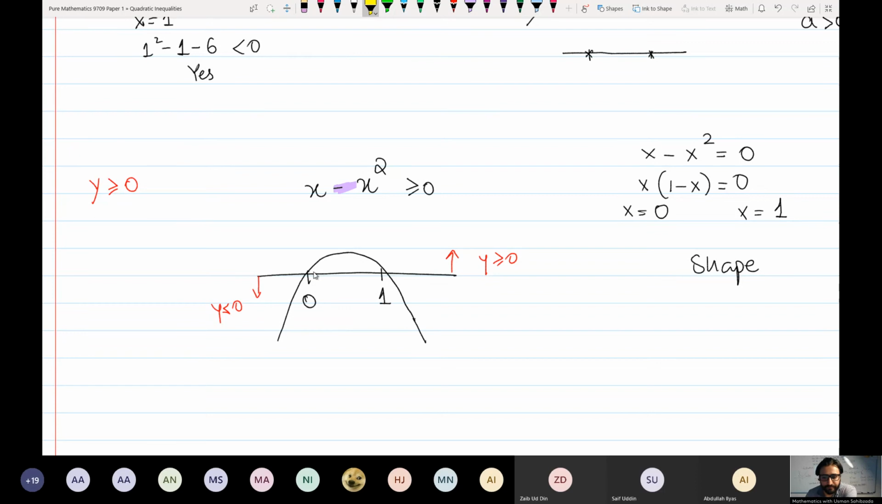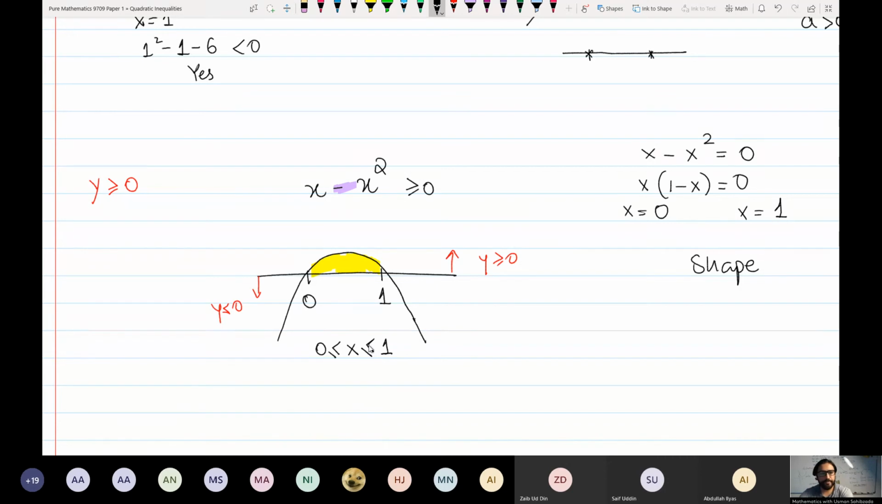So what do you shade? The region which is above 0. This is the region which is above 0. This is the part that you shade. What are the x values to this? What are the answers to this? So x is between 0 and 1. That's your answer, because you're solving for greater than 0. Does that make sense now?